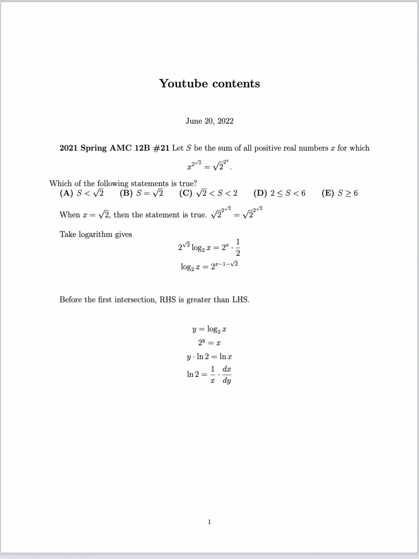Then we have dy over dx, which we desire. The derivative of y with respect to x is just equal to 1 over x ln 2 in this case. So you multiply by x to the other side, and then you flip it.